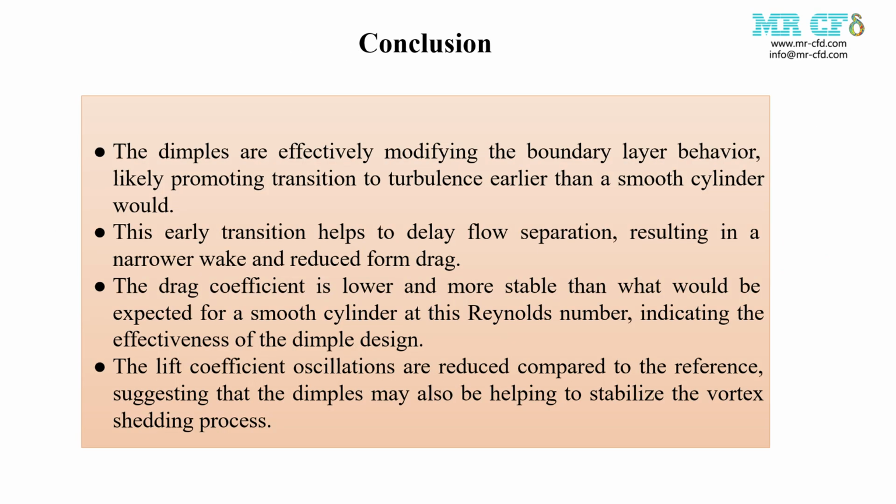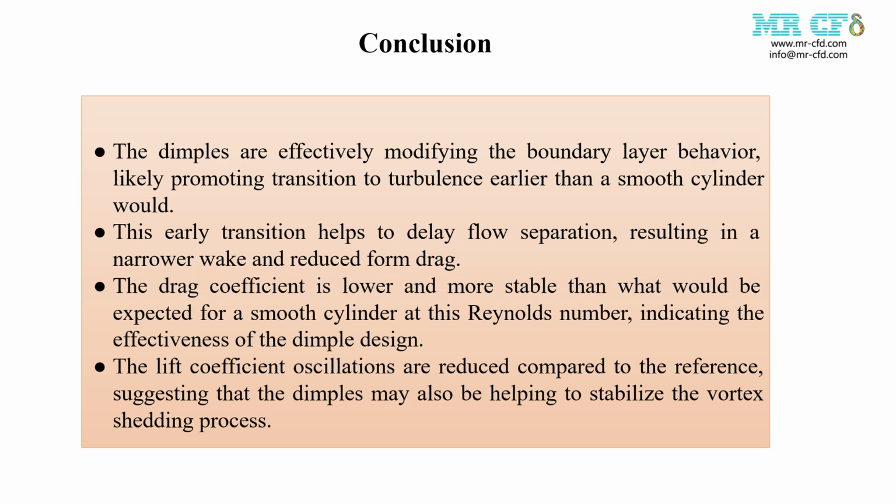Finally, we can say the dimples are effectively modifying the boundary layer behavior, likely promoting transition to turbulence earlier than a smooth cylinder would. This early transition helps to delay flow separation, resulting in a narrower wake and reduced form drag. The drag coefficient is lower and more stable than what would be expected for a smooth cylinder at this Reynolds number, indicating the effectiveness of the dimple design.